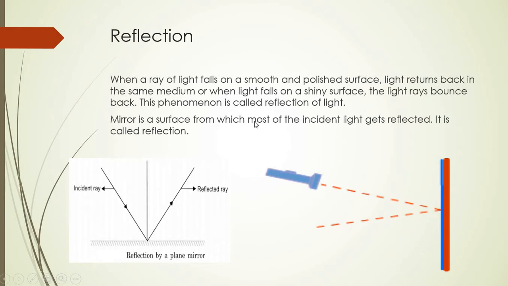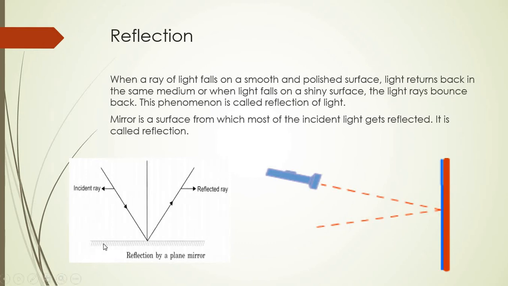This phenomenon is called reflection of light. A mirror is a surface from which most of the incident light rays get reflected. A mirror is such an object which is able to reflect all the light, meaning whatever light is incident on a mirror, it bounces back.